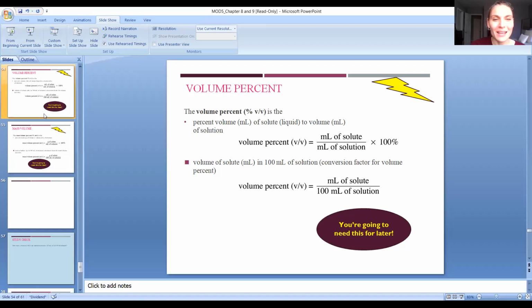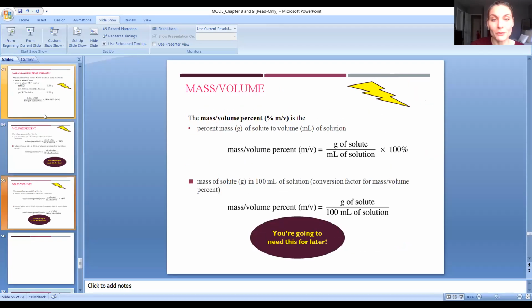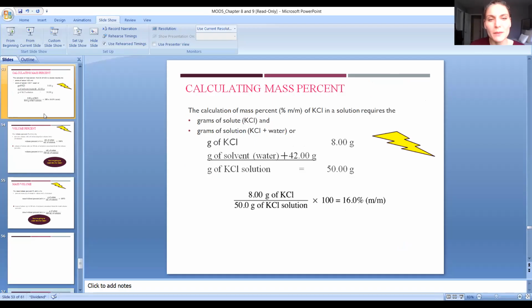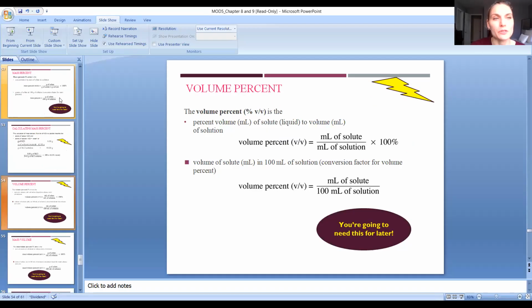Now, we also then have to calculate what's called volume percent. So that was mass percent, and now we're going to calculate volume percent.